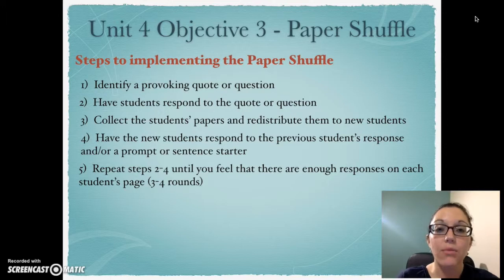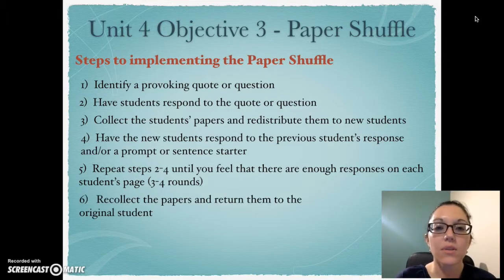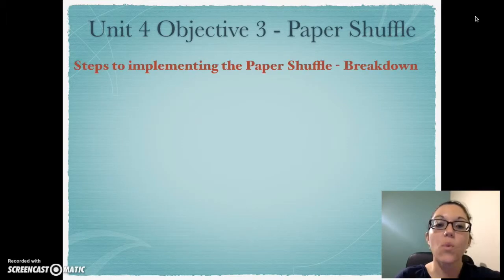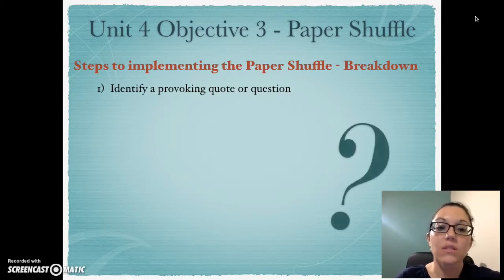This is usually about 3 to 4 rounds. Number 6, recollect the papers and return them to the original student. And number 7, have the student read and analyze the responses in order to develop and write a new opinion, claim, or a response. For steps 1 and 2, the quote or the prompt can be the same that you developed during Objective 1 in order to help students develop a claim around that topic.